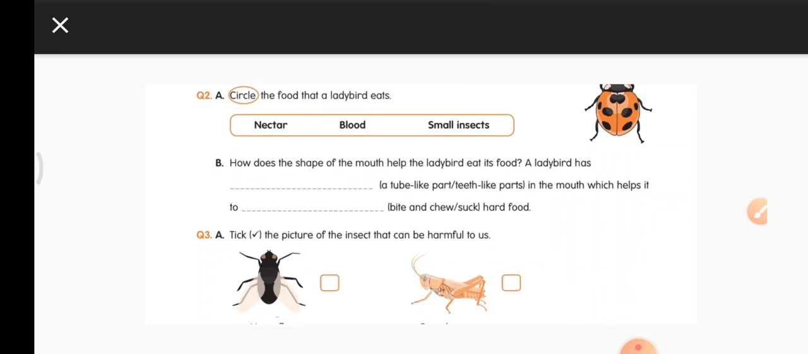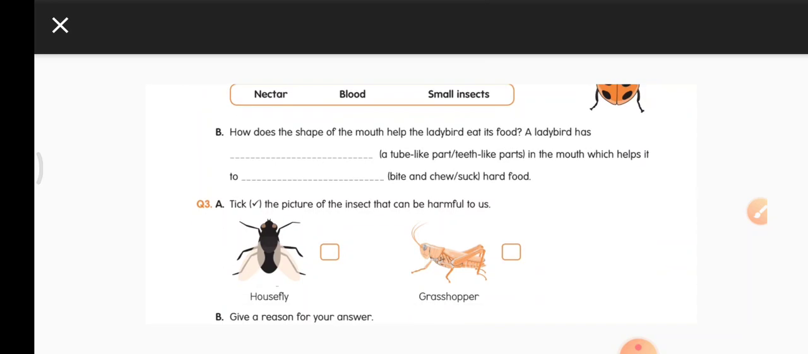Next one, how does the shape of the mouth help the ladybird eat its food? A ladybird has teeth-like parts in the mouth which help it to bite and chew hard food. So what type of mouth parts does the ladybird have? It has teeth-like parts, and these help it to bite and chew hard food.